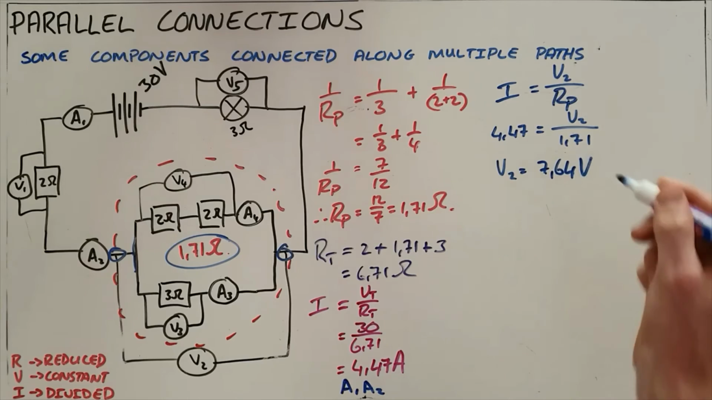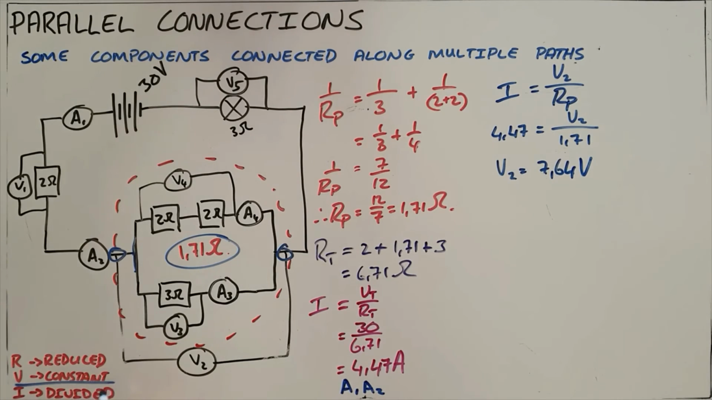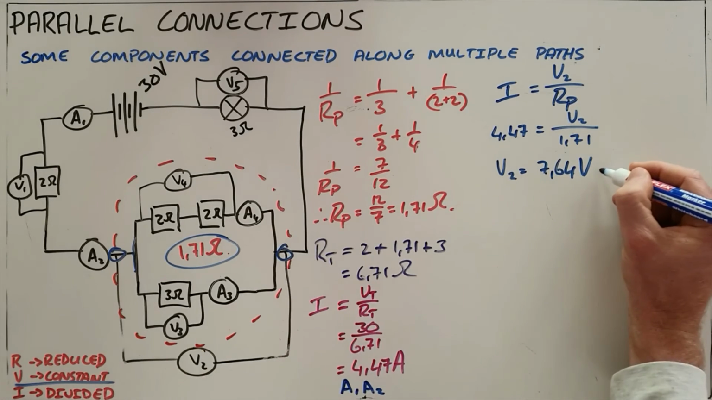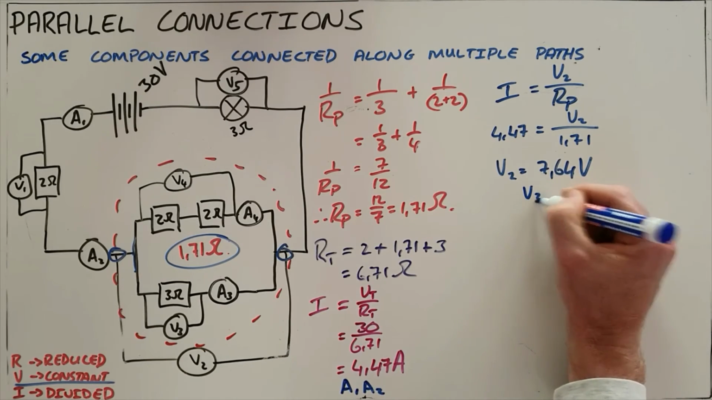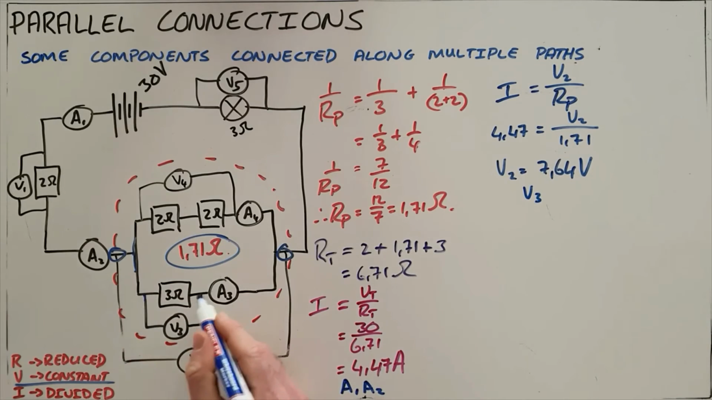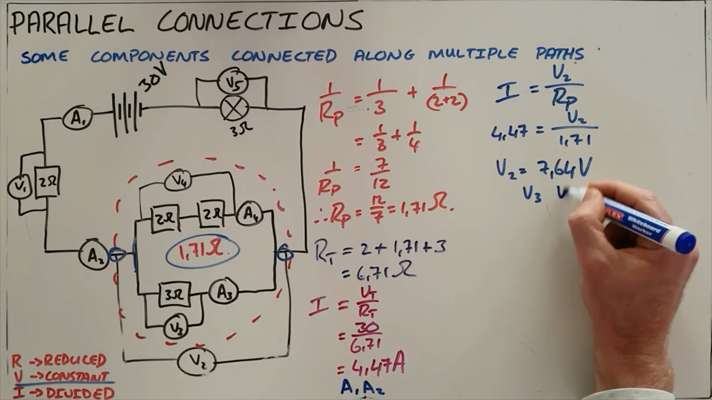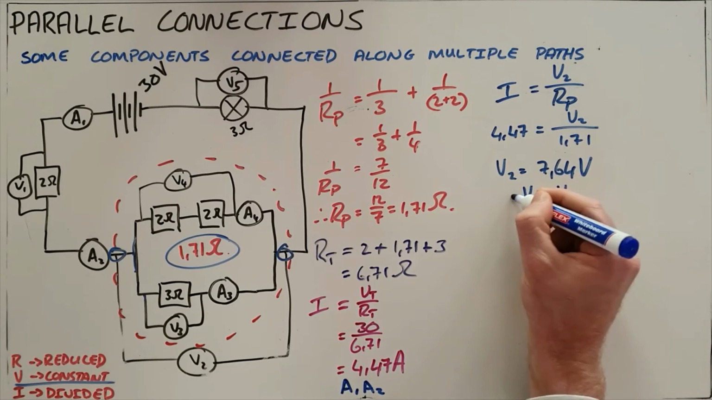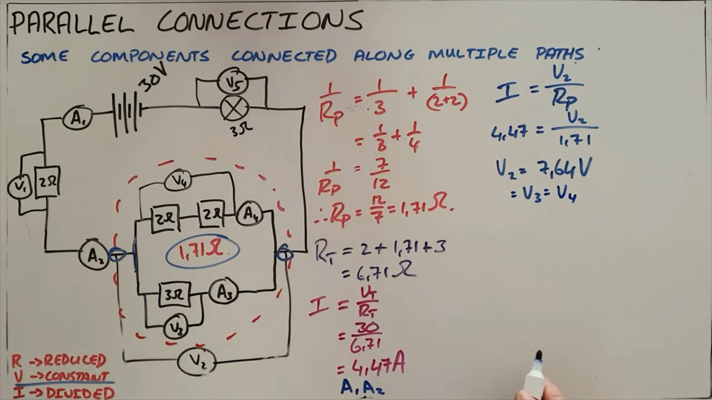We can then solve to find that our voltage for V2 is 7.64 volts. Since we know our rules for parallel connections, that means that V2 must be equal to V3 because it is equal to the voltage across that path of the circuit, and it is also equal to V4 since that is a separate path on the circuit.